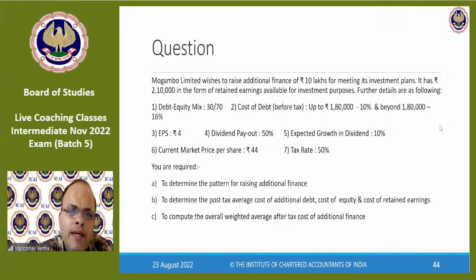So Mogambo Limited wishes to raise additional finance of 10 lakhs for meeting its investment plans. It has rupees 2,10,000 in the form of retained earnings available for its investment purposes. Further details are given as follows. Debt equity mix is 30:70. Cost of debt before tax is 10% up to 1,80,000, and beyond 1,80,000 it's 16%. EPS is 4. Dividend payout is 50%. Expected growth in dividend is 10%. Market price is 44, and tax rate is 50%.